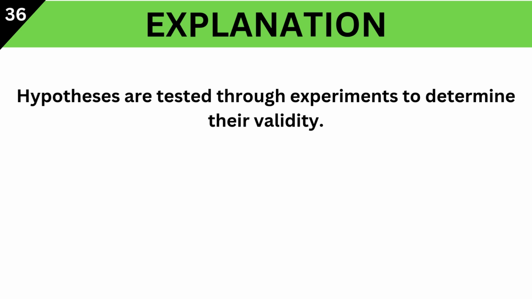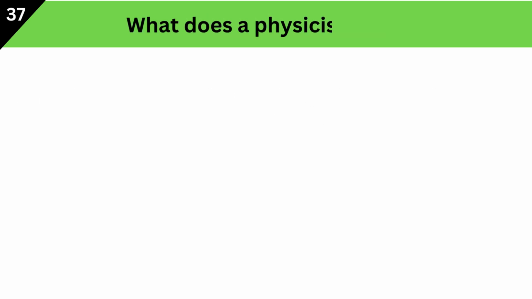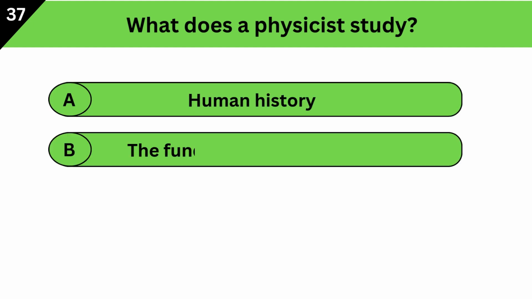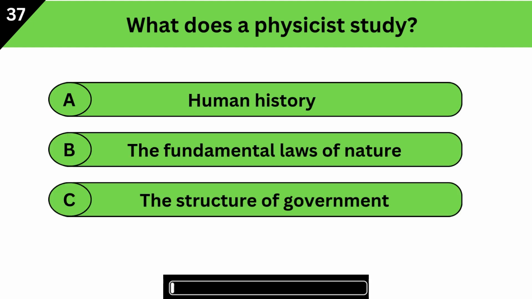Explanation. Hypotheses are tested through experiments to determine their validity. What does a physicist study? Option A. Human history. Option B. The fundamental laws of nature. Option C. The structure of government.